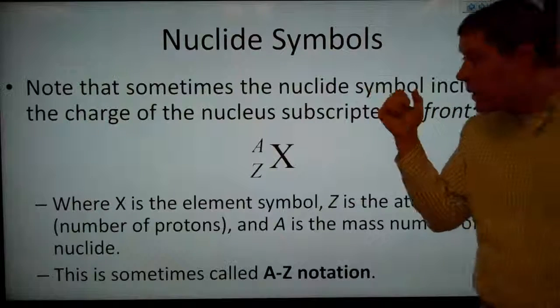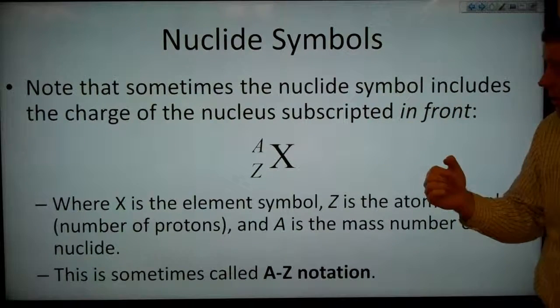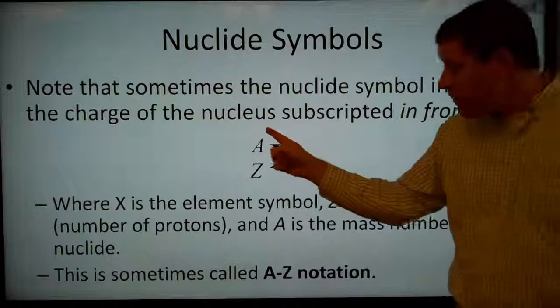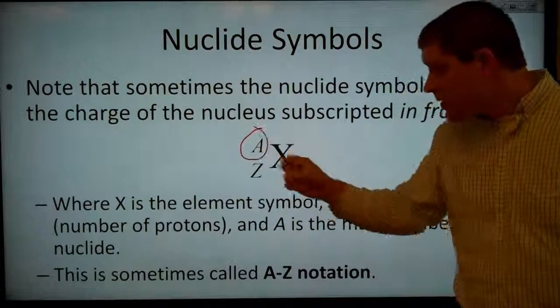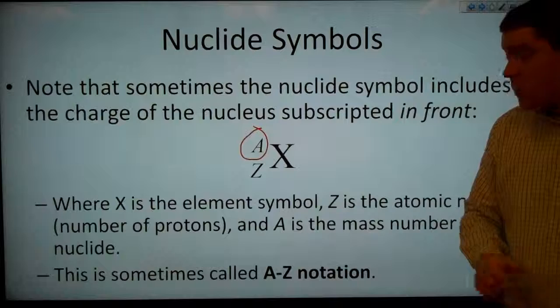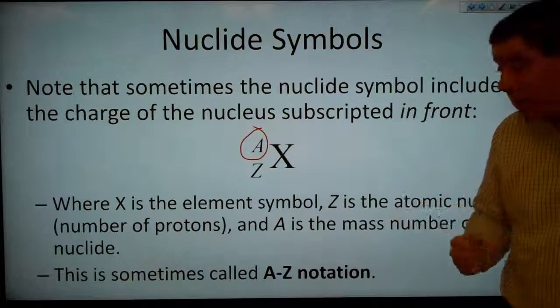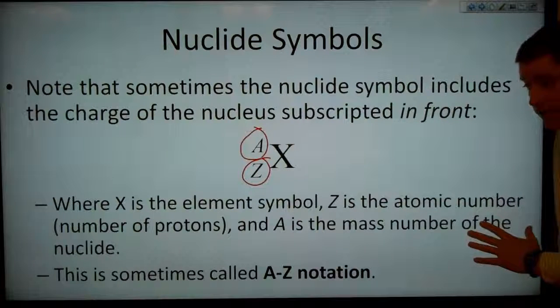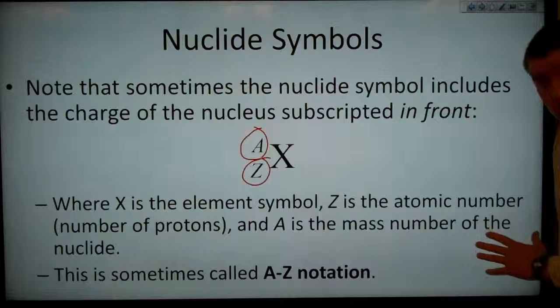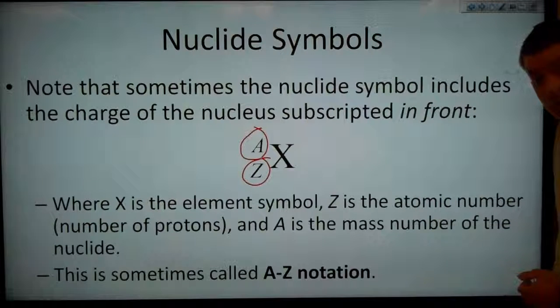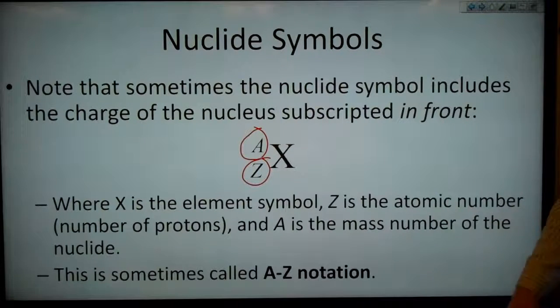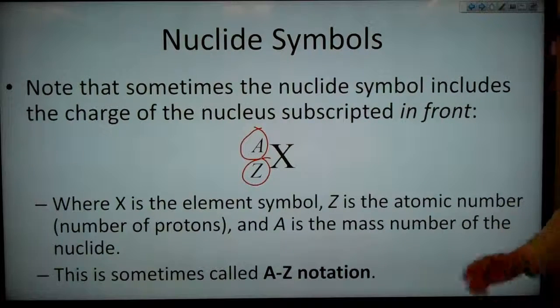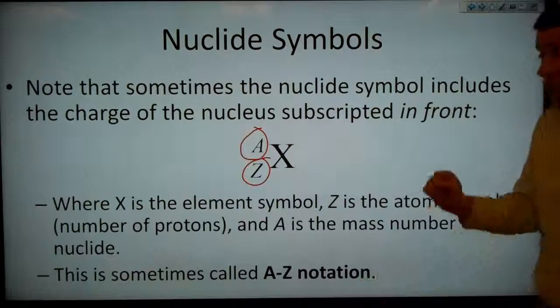Note that sometimes the nuclide symbol includes the charge of the nucleus, subscripted in front. So A here is the mass number. For our chlorine-35 example, A is 35. The Z here is the atomic number of our element, so this is the number of protons. For chlorine, that number is 17, regardless of what the mass number is. X there is the element symbol, which in the case of chlorine is the capital C, lowercase l. And this is also sometimes called AZX notation.